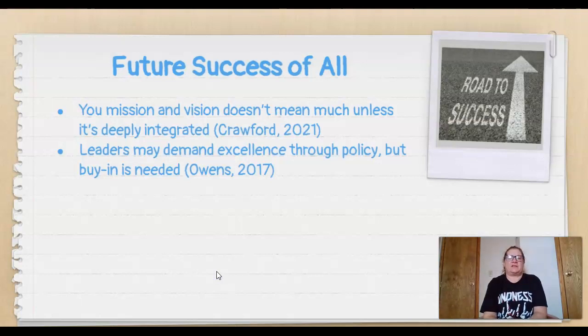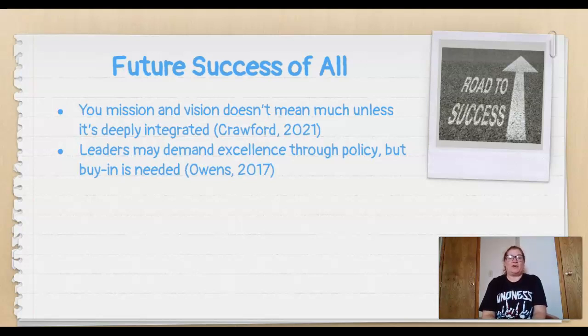For future successes of all, your mission and your vision doesn't mean much unless it's deeply integrated. Leaders sometimes may demand excellence through policy, but buy-in is needed. They can tell you all that they want. This is what you have to do. We've all seen it happen. You have to do this because of this. And if you don't do that, this is going to happen. Unless you believe that that's the right way for the school to go, or they've created some sort of buy-in. I mean, how many of us honestly really are like, yeah, that's going to be at the forefront of our mind.